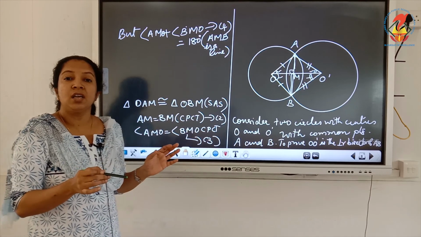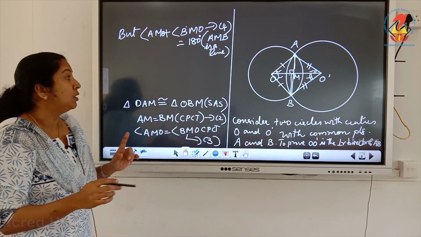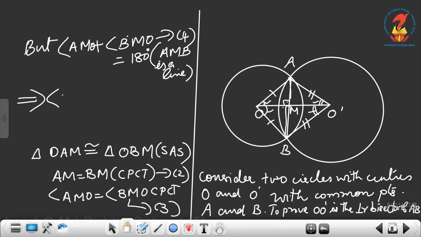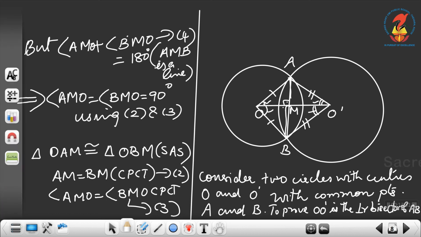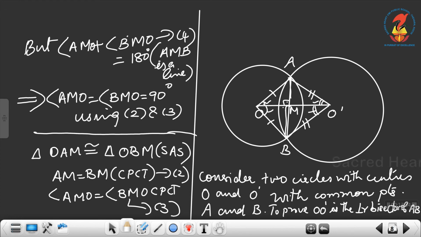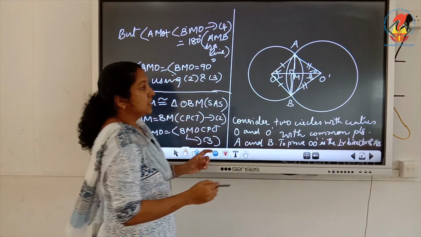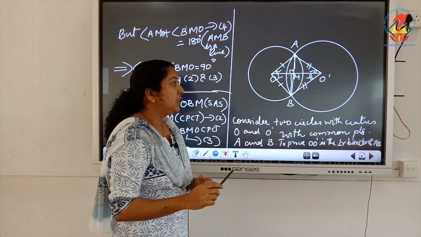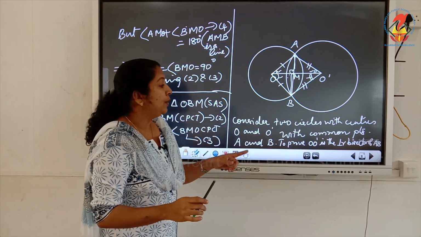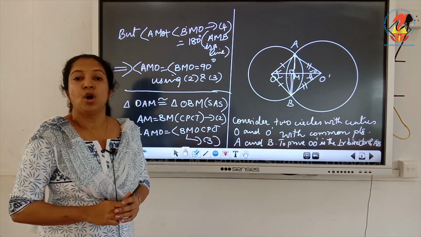Both the angles are equal and the sum is 180, which means each is equal to 90 degrees. This implies that angle AMO is equal to angle BMO is equal to 90 degrees using 2 and 3. So what you can conclude? What we got is AM is equal to BM and each of these is equal to 90 degrees. That means that OO' is the perpendicular bisector of AB.